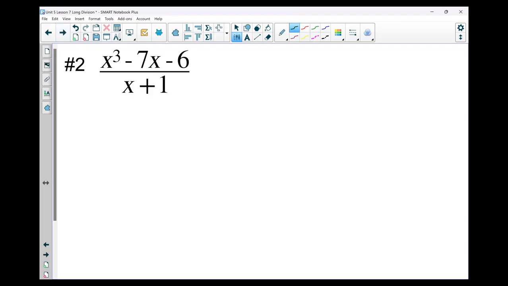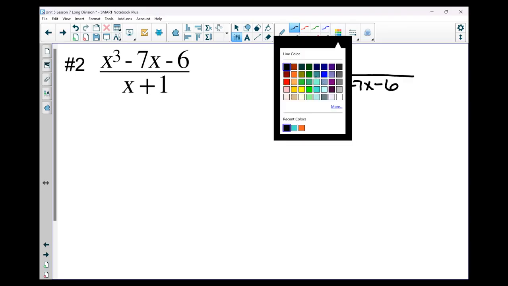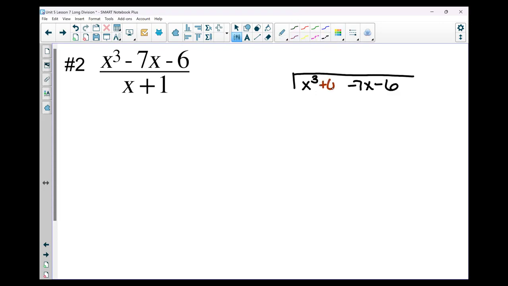We set up our long division. This time we're using a fraction bar as our divide by symbol. I notice there's no x squared, so that is going to need a placeholder. In place of x squared, I'm going to put 0x squared. And then our divisor is x plus 1 this time. The process is the same, even though we had to use a placeholder.